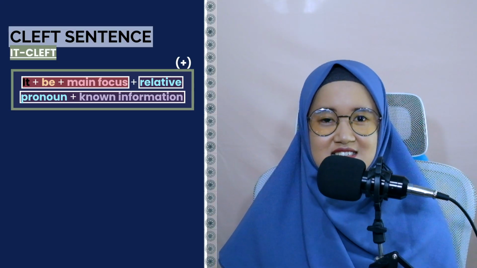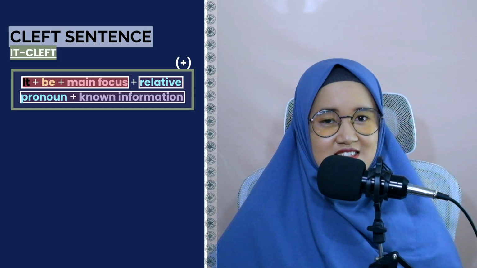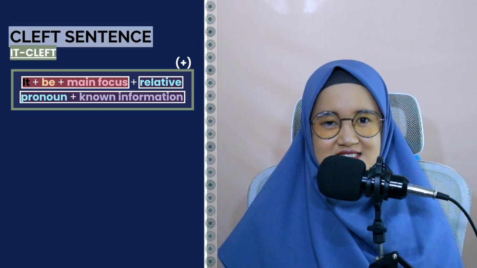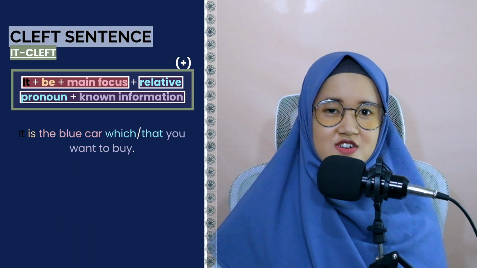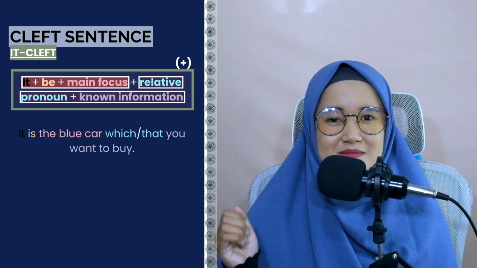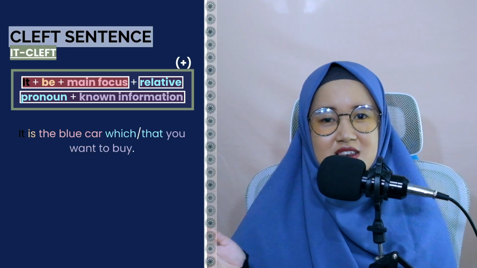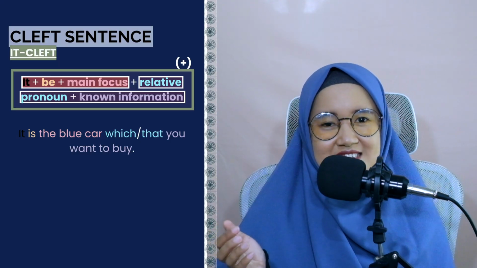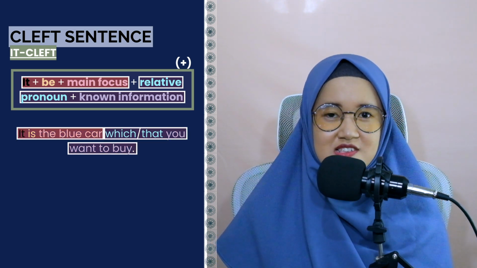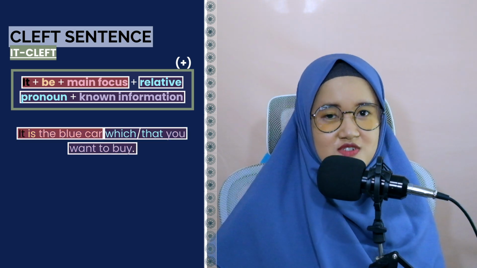This structure is employed to draw attention to and highlight the subject in the sentence. It is the blue car which you want to buy. It plus be plus main focus plus relative pronouns plus noun information. What's being divided here? We have new information and old information.